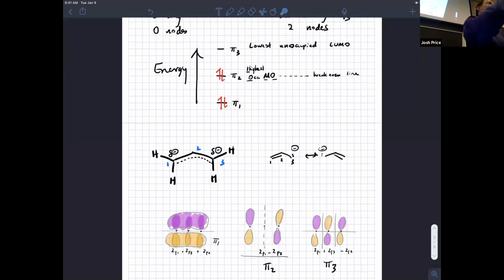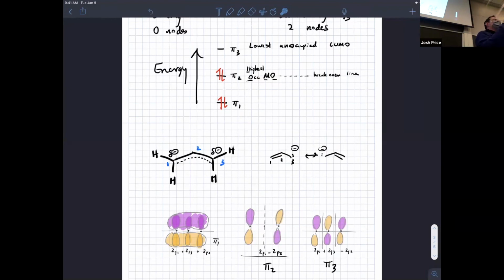And here's the even cooler thing. The MO theory picture tells you that the most reactive electrons are the ones that are on carbons 1 and 3. And that's exactly what you would expect from resonance, where you got the negative charge on carbons 1 and 3. All right. So therefore what?